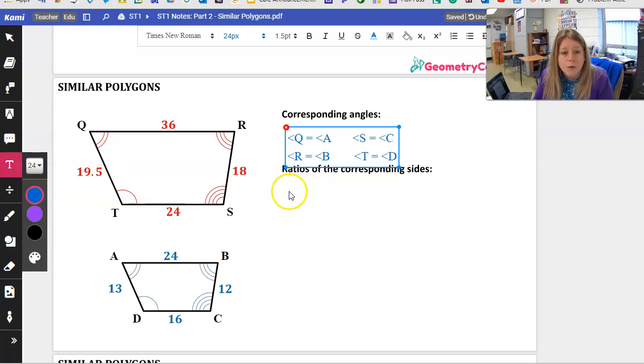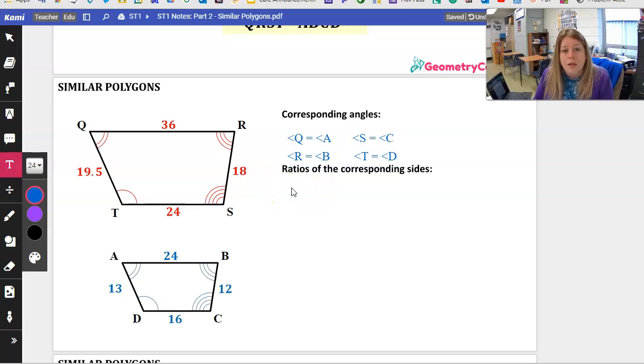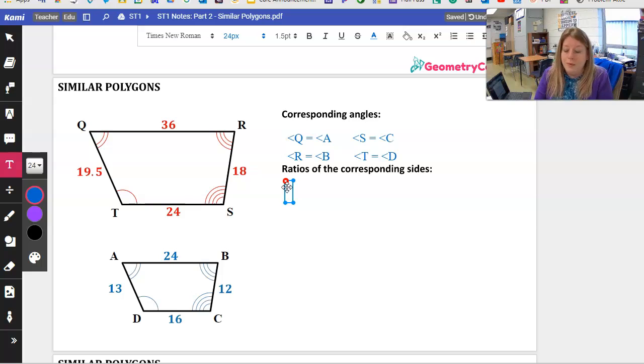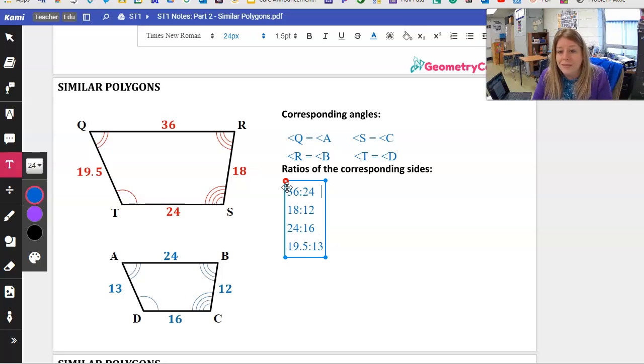Then the ratios of the corresponding sides. So I'm going to start with the ratio that's not simplified, and we'll get there. So if I do the long side first, 36 corresponds with 24. And then I'll go around. 18 goes with 12, 24 goes with 16, and 19.5 goes with 13. So now those ratios are not simplified.